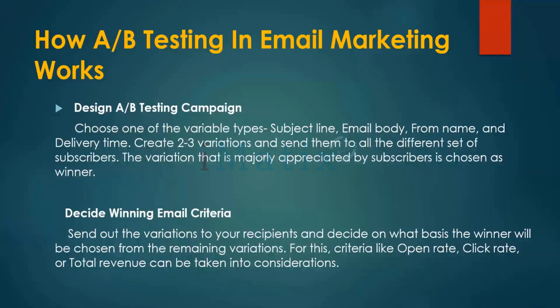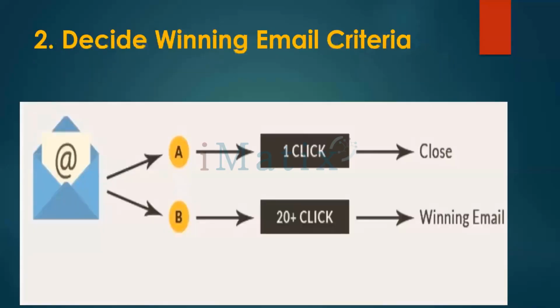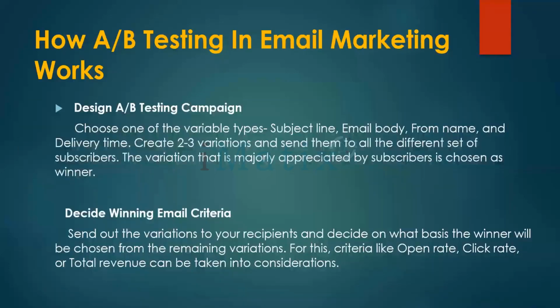How it works, and we will do the practical. This is the way. Suppose you have created two sections. Is that section A and section B? Then when people are clicking, suppose one section is getting one click, and the other is getting 20 clicks. That is the winning email. You need to test before going to the final customers.